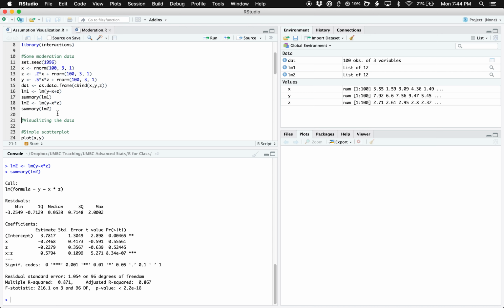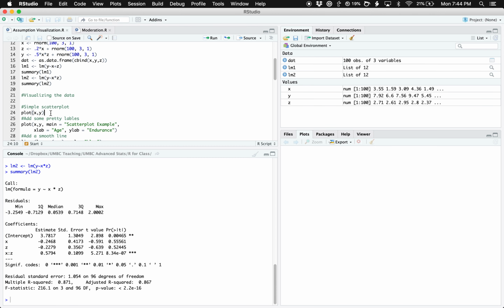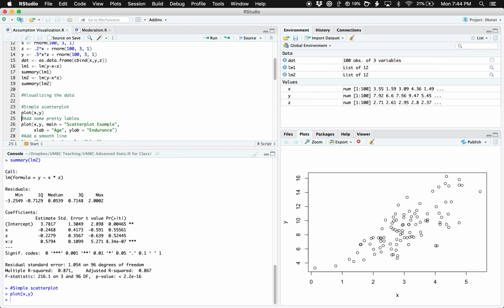So we should see some very strong violations of the assumptions when we don't include the moderator variable. Let's take a look at that. First, let's take a look at the scatter plot of just x and y. You can see here, this looks kind of okay. Although, if you look, there's a little bit of a cone going on there. This is a classic sign of heteroscedasticity, that the variance is not constant. Remember that the variance of the residual should be constant.